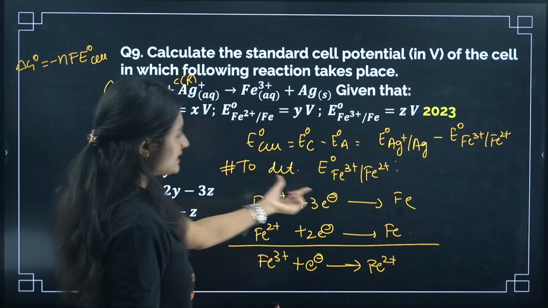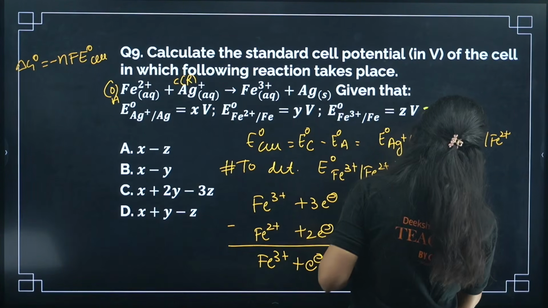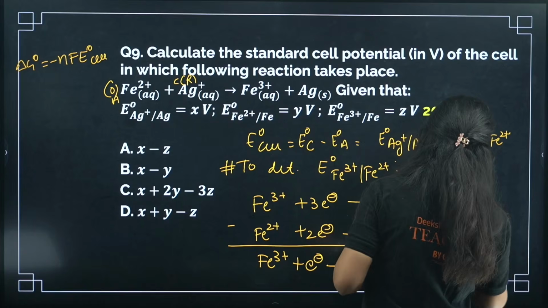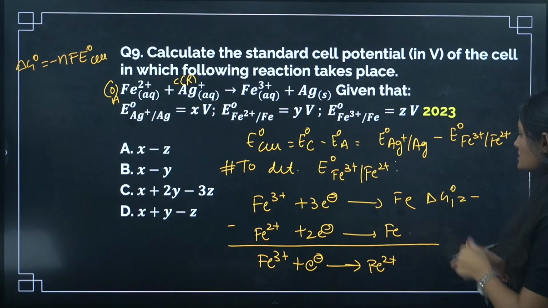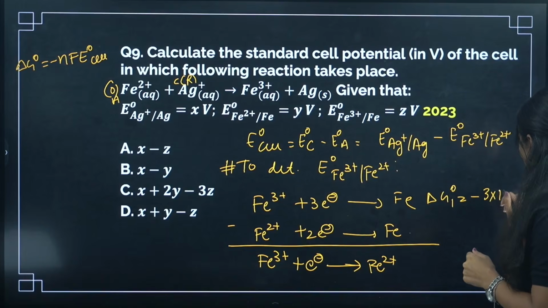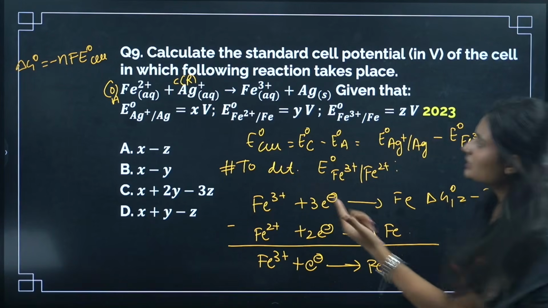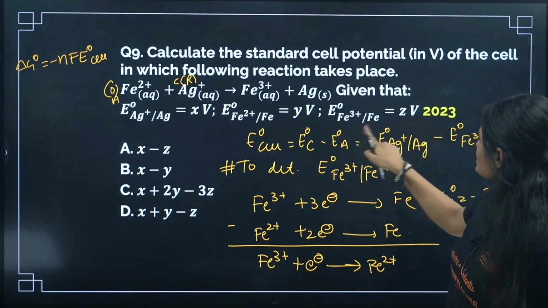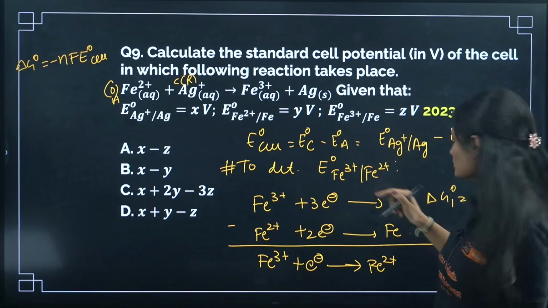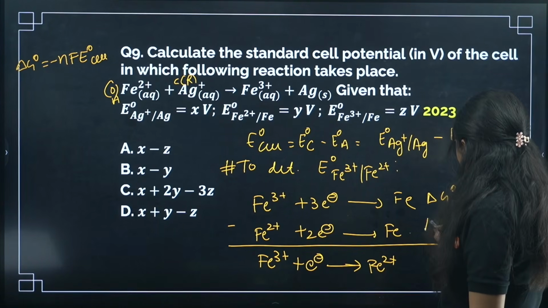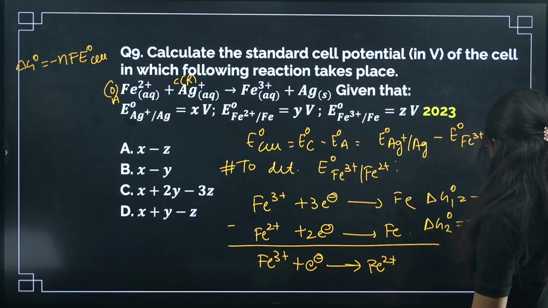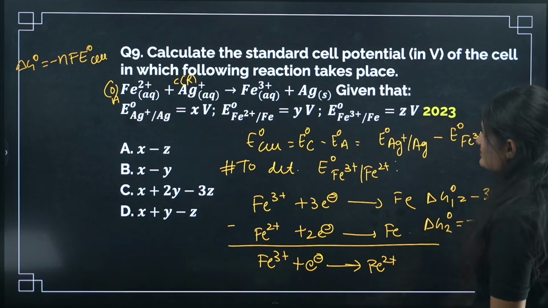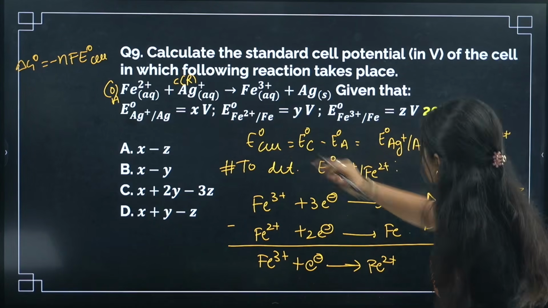So for these equations, let's rewrite the expression. For delta G1 naught, it will be minus n, the number of electrons, which is 3, times F times E naught cell for this reaction, which is Z volt. So we multiply with Z. Similarly, for this reaction, delta G2 naught will be minus 2 times F times the E naught cell of Fe2 positive to Fe, which is Y.